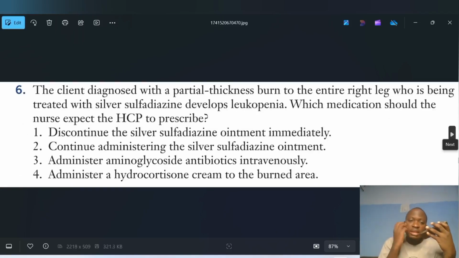Number 6, the client diagnosed with a partial thickness burn to the entire right leg who is being treated with silver sulfadiazine develops leukopenia. Which med should the nurse expect the HCP to prescribe? Number 1, discontinue the silver sulfadiazine ointment immediately. 2, continue administering the silver sulfadiazine ointment. Number 3, administer aminoglycoside antibiotics intravenously. Number 4, administer a hydrocortisone cream to the burn area.